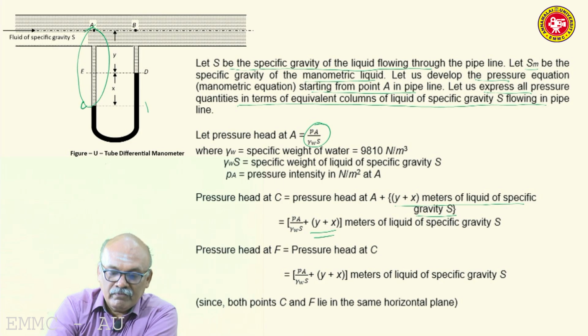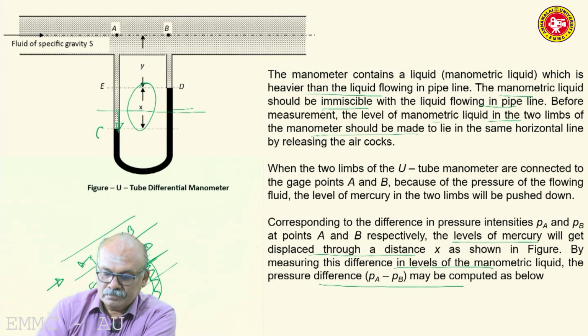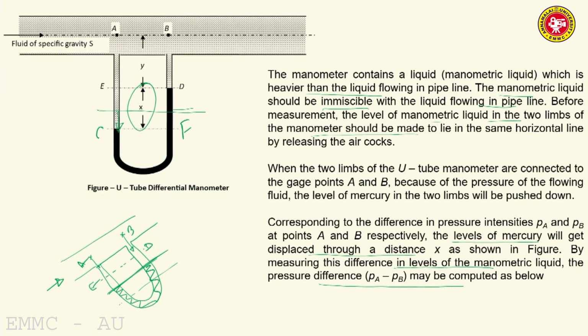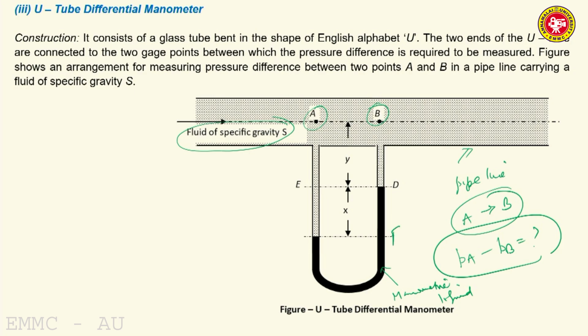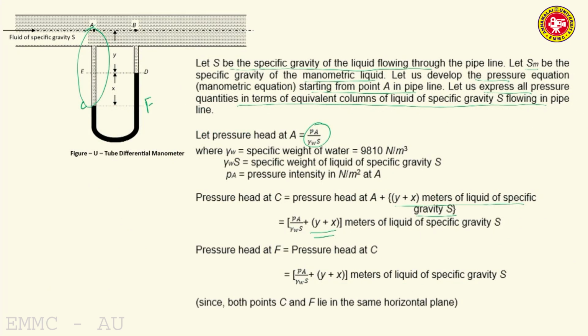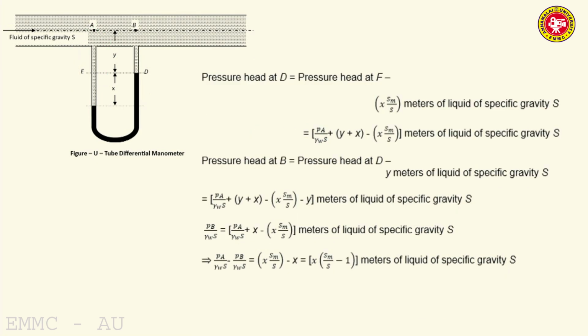Then F, this is F. So, pressure head at F is equal to pressure head at C, because C and F lie in the same horizontal plane. So, the same expression holds good for pressure head at F also. Then pressure head at D. So, from F you are going up to D.